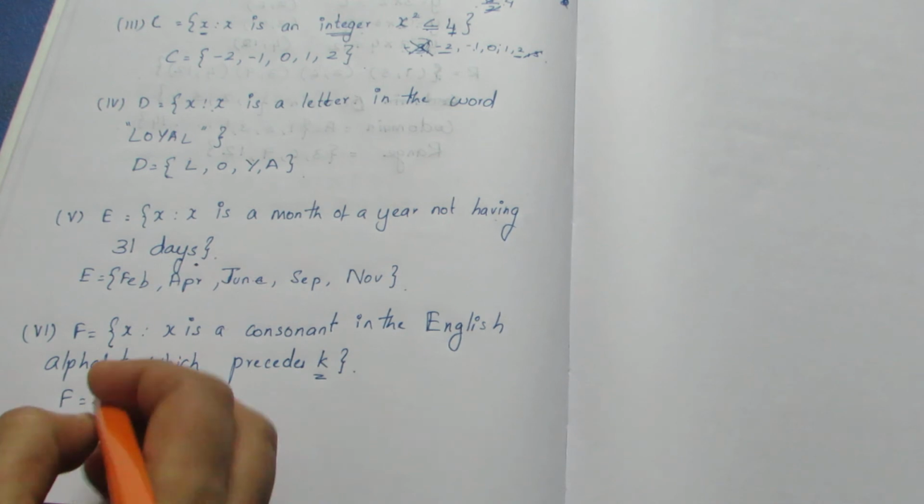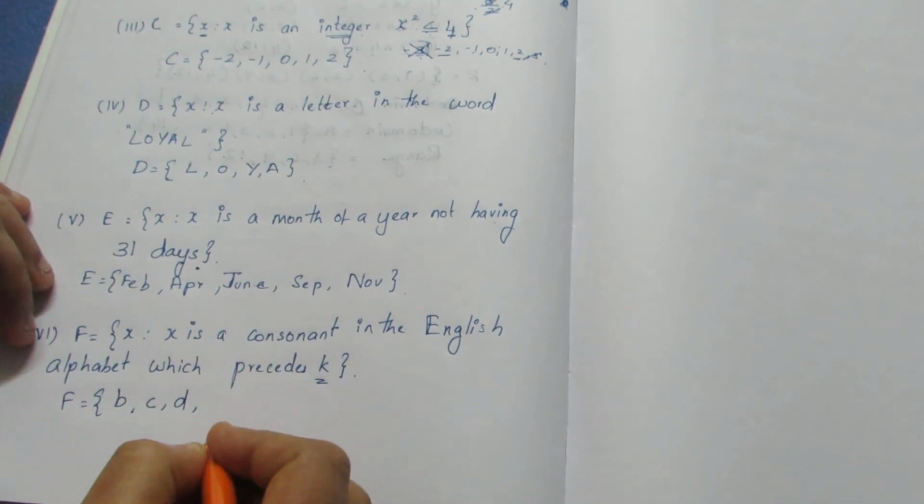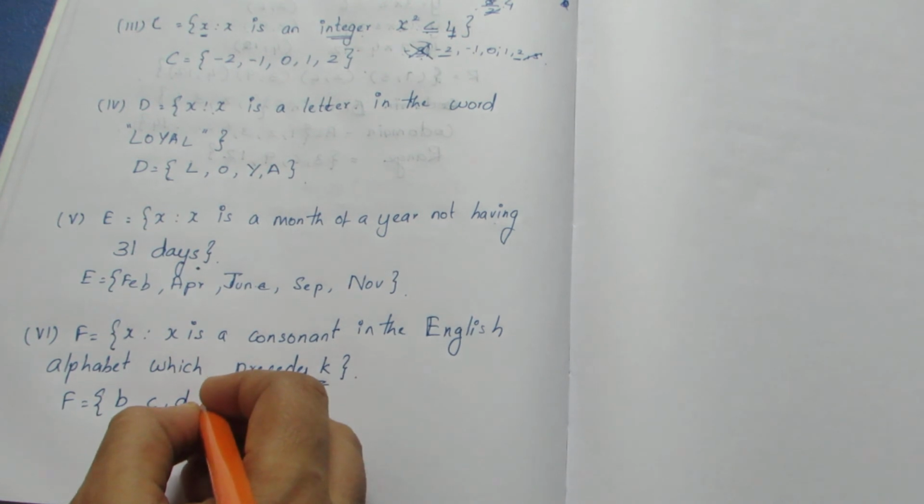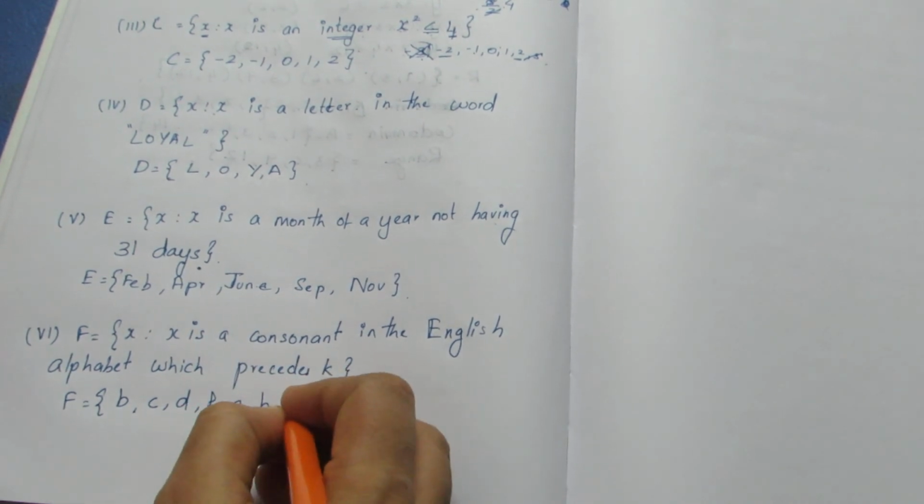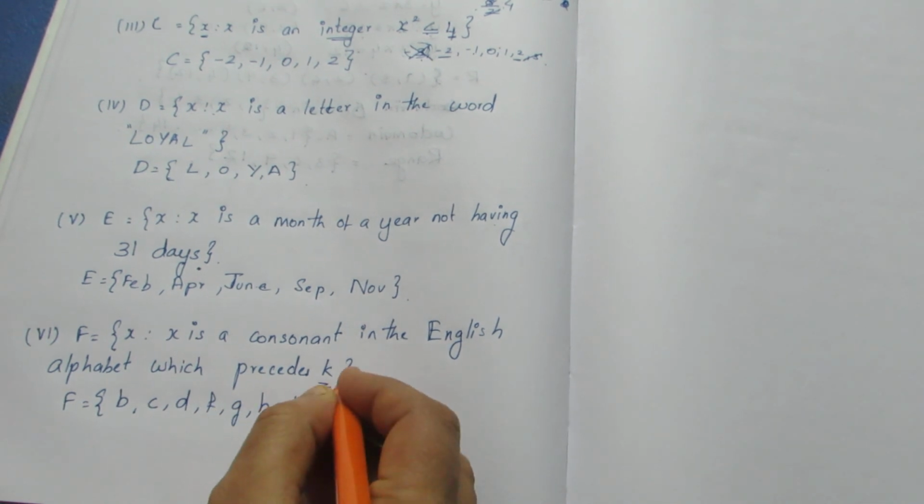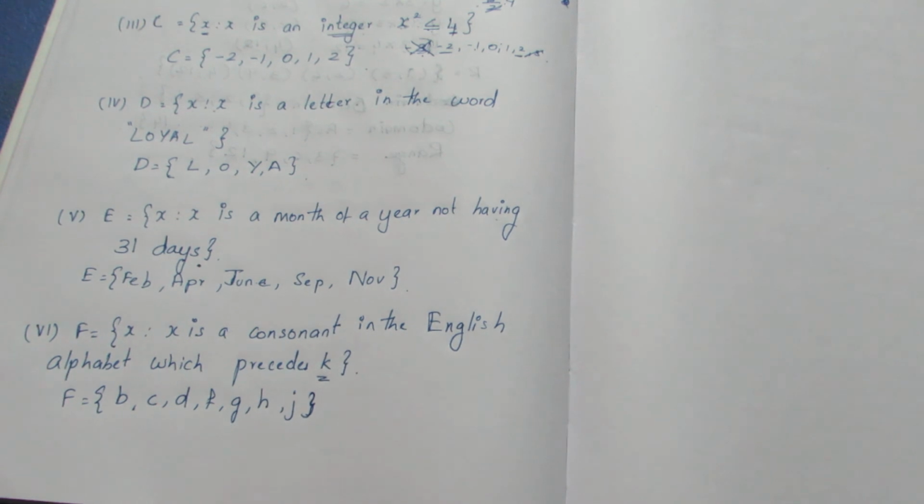A is a vowel, so we leave it, and write B, C, D. Similarly, E is a vowel, so leave it off. F, G, H, I is a vowel, leave it. J, before K means we can't include K. So leaving K, I have written the rest.